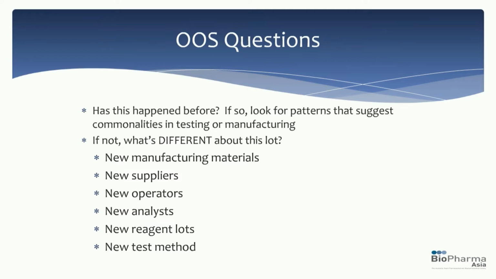If so, we start to ask, well, do we have a new manufacturer of materials? Do we have new suppliers of raw materials? Do we have new operators? Is there a new analyst? Are there new reagent lots, new test methods? In other words, we're going to ask what's different about this test result than for the previous test results. And that's where we're going to look to find out what went wrong.